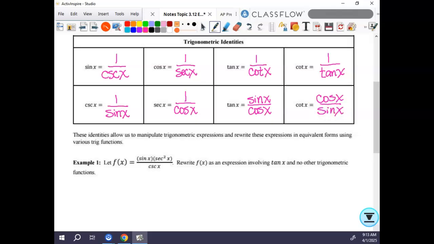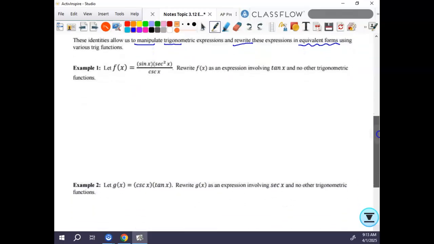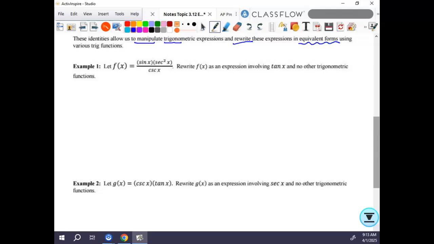So we already know a huge bulk of the identities, and they're called identities because they have the same value. You can substitute them in for each other, all right? Everybody good so far? Like old news, right? We got that down. Hopefully we got that down. Okay, so these identities will allow us to manipulate trigonometric expressions and rewrite them in equivalent forms. Equivalent forms, that's a terminology that has come up a lot for us.